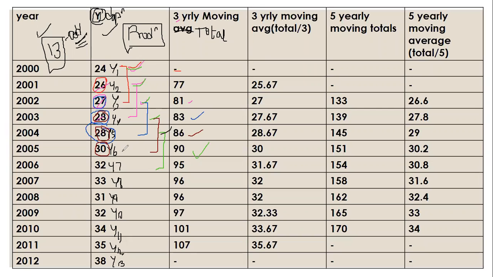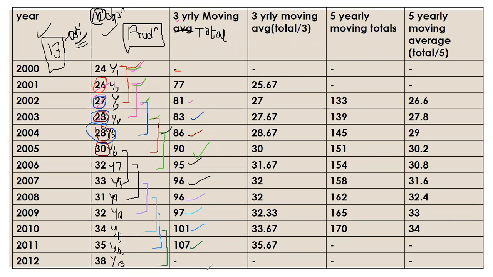y5 is over. Next, y6, y7, y8. The total is 95. y7, y8, y9. The total is 96. Then after that, y8, y9, y10. The total is again 96. Okay. Then y9, y10, y11. Total is 97. Then y10, y11, y12. Total is 101. And then finally, the last one is y11, y12 and y13. The total is 107.